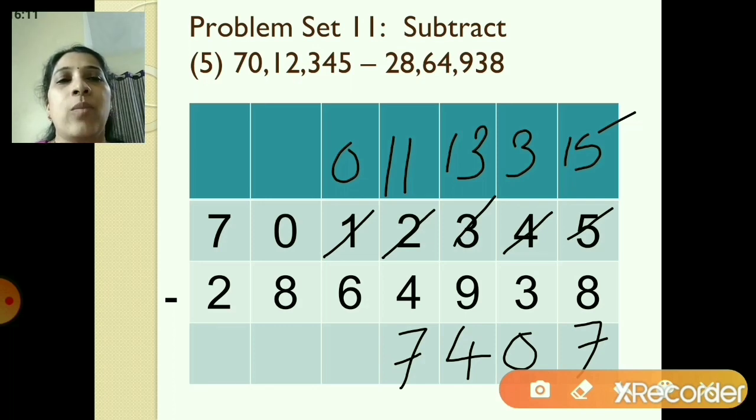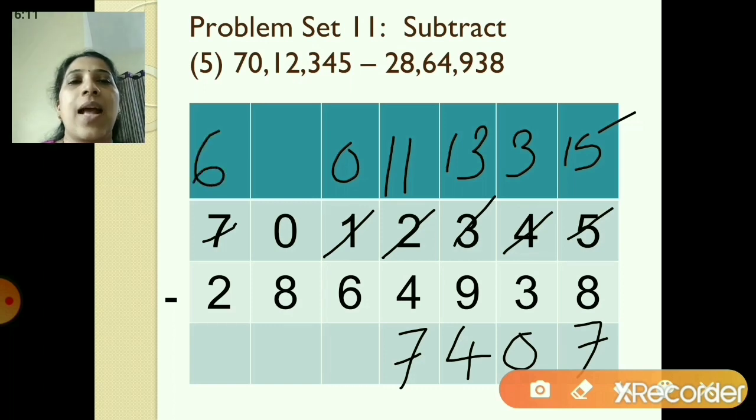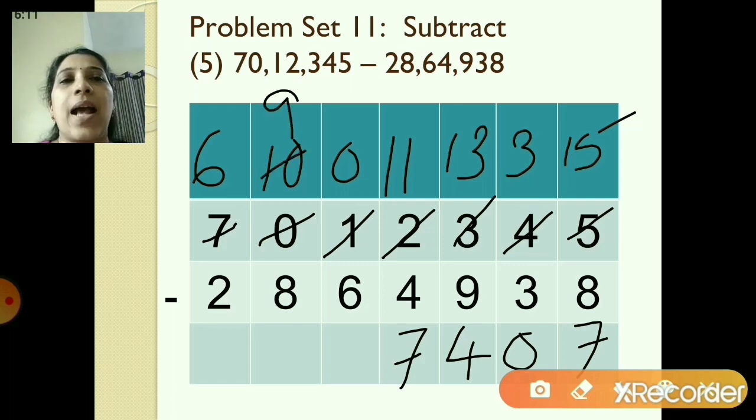So now you can borrow from the 10 lakhs place, it will become 6. And in the lakhs place it will become 10. So now you can borrow from the lakhs place and it will become 9. And in the 10,000s place it will become 10. So 10 minus 6 is 4. And 9 minus 8 is 1. And 6 minus 2 is 4.